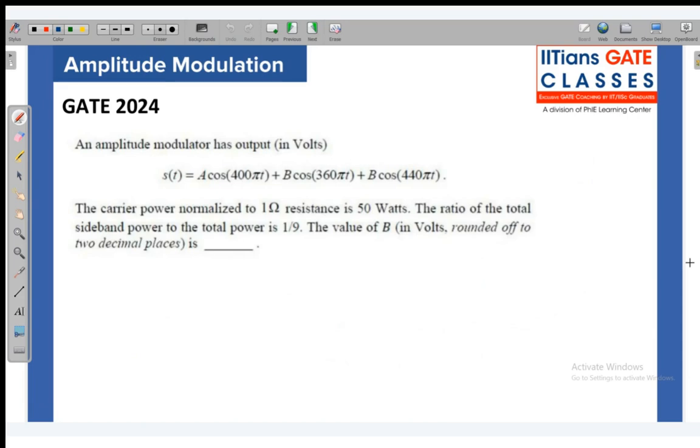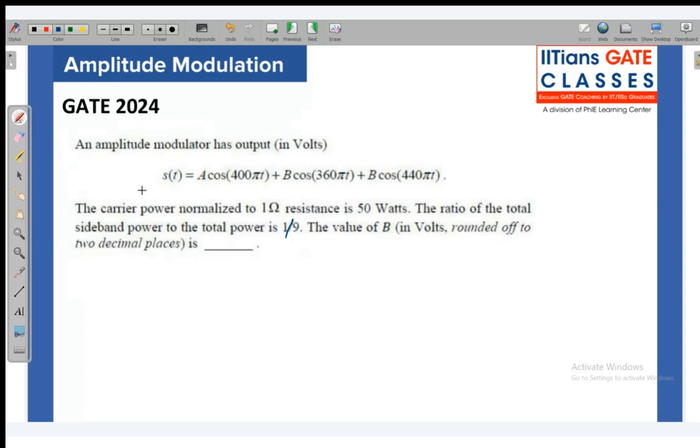The carrier power normalized to 1 ohm resistance is 50 watt. Carrier power is 50 watt. The ratio of total sideband power to the total power, which we also calculated, is given as 1 by 9. What is the value of B we want to calculate?